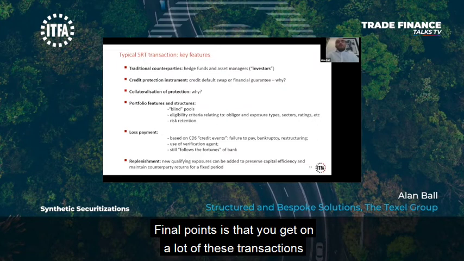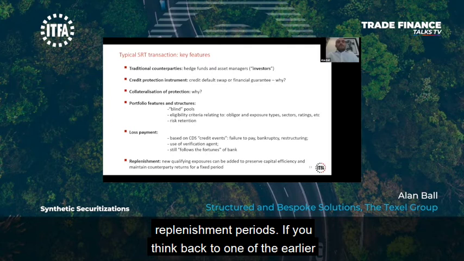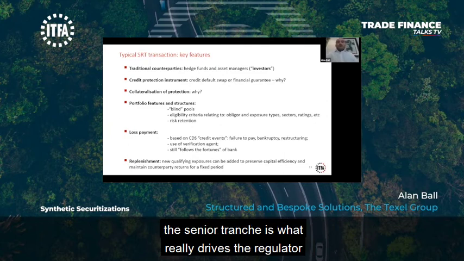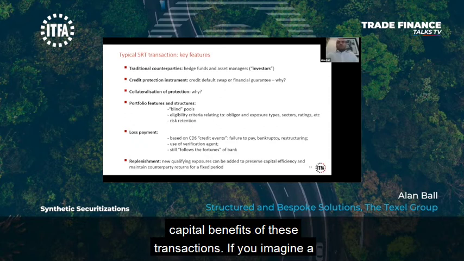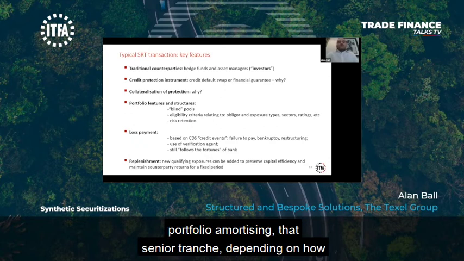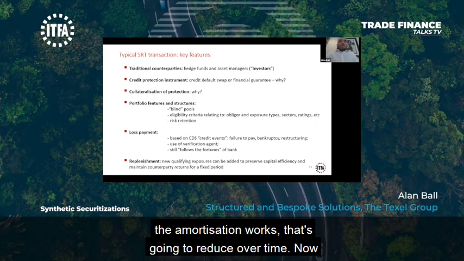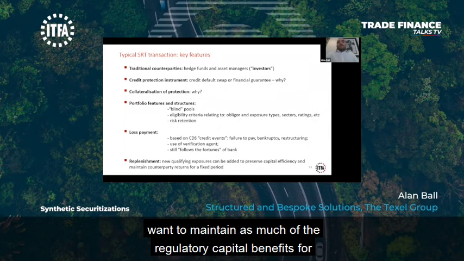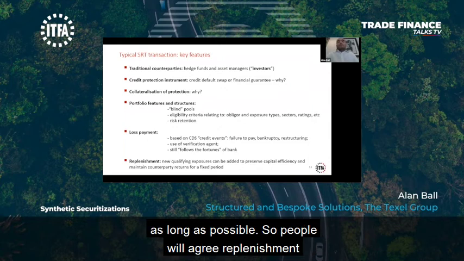Final point is that you get on a lot of these transactions replenishment periods. If you think back to one of the earlier slides, you saw that the risk weighting that is achieved on the senior tranche is what really drives the regulatory capital benefits of these transactions. Now, if you imagine a portfolio amortizing, that senior tranche, depending on how the amortization works, is going to reduce over time. If you put a lot of work into one of these transactions, you want to maintain as much of the regulatory capital benefit for as long as possible.